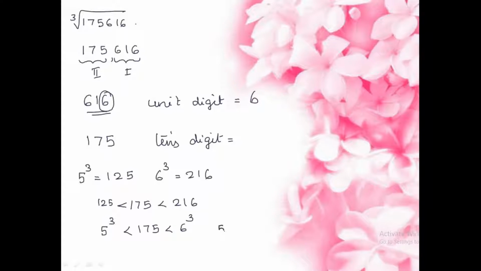We will consider the numbers 5 and 6. Which is the smaller number? 5 is the smaller number. So the tens digit of the cube root is 5. So the cube root of the given number 1,75,616 is 56.